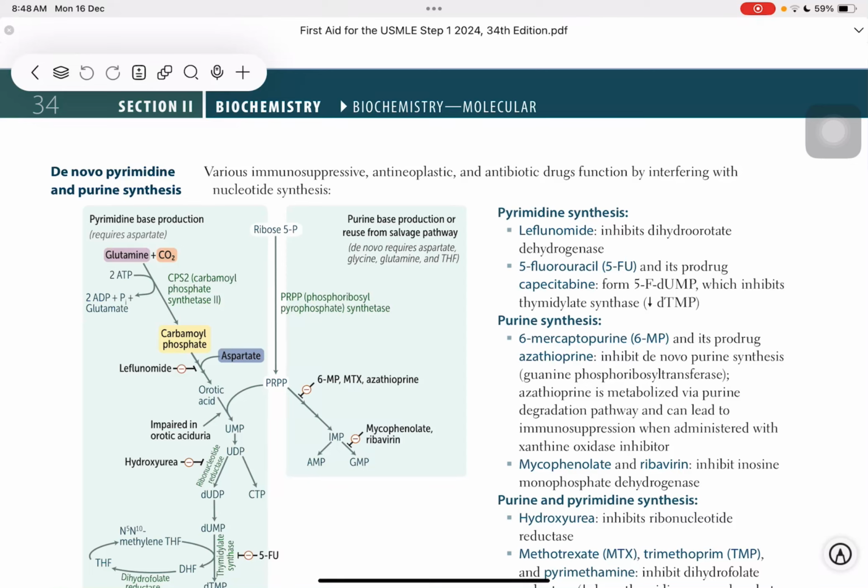We have already discussed the metabolism, the synthesis, and everything about purine and pyrimidine synthesis. Purines and pyrimidines. Now we are going to discuss drugs. Do you know pyrimidine and purine synthesis? Various immunosuppressive, antineoplastic, and antibiotic drugs interfere with nucleotide synthesis.